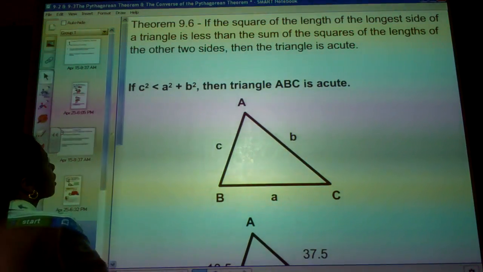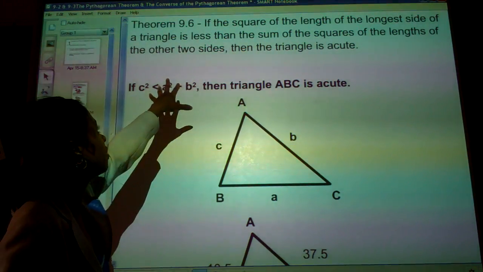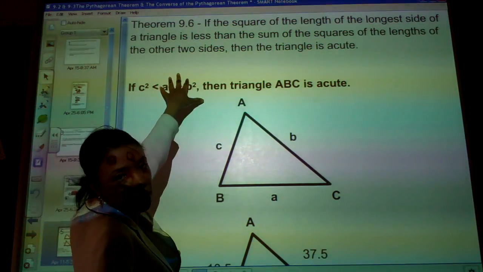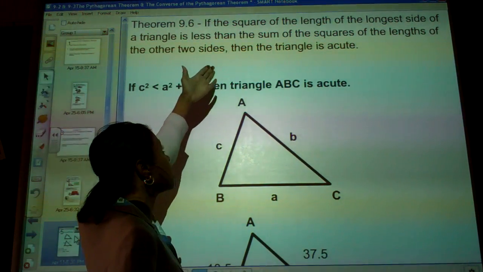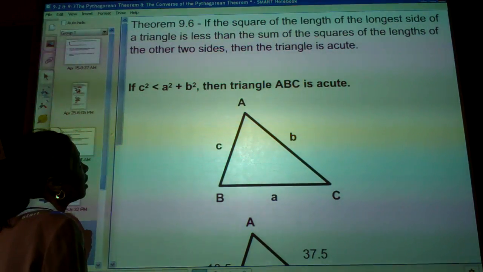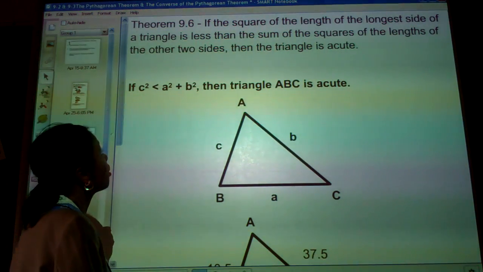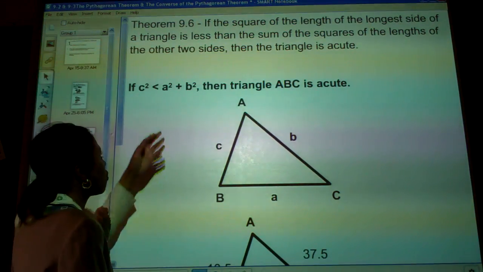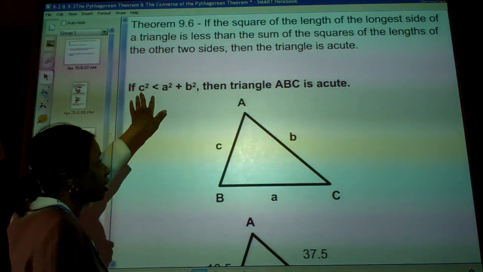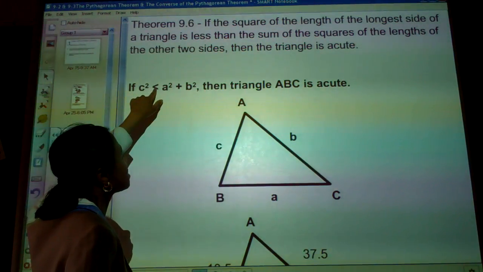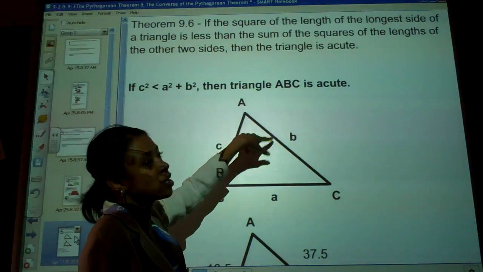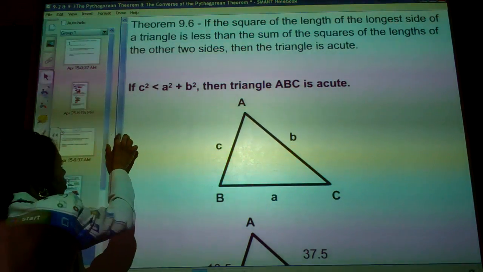I like this one here. I just rewrote it again. Theorem 9-6 gets more into this, which has no name, it's just called Theorem 9-6. If the square of the length of the longest side of a triangle is less than the sum of the squares of the lengths of the other two sides, then the triangle is acute. So for example, if the longest leg is C, like we do in a right triangle, and C squared is less than A squared plus B squared, then the triangle ABC in this case would be acute.